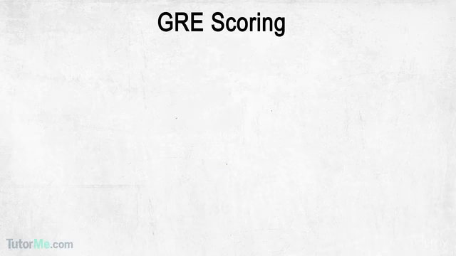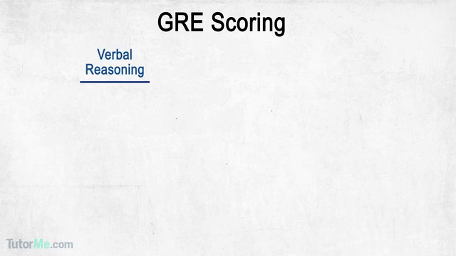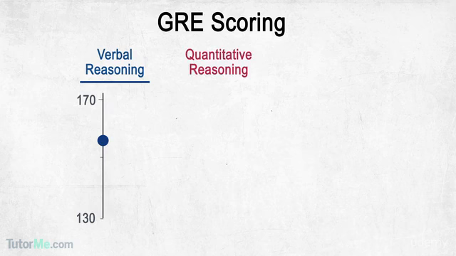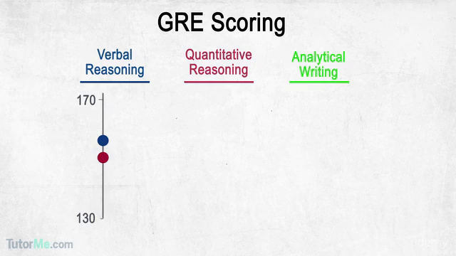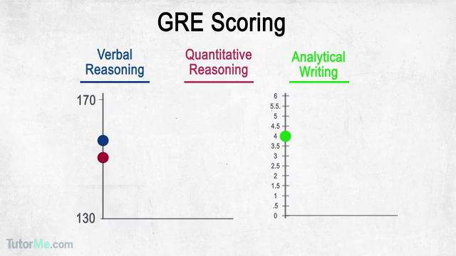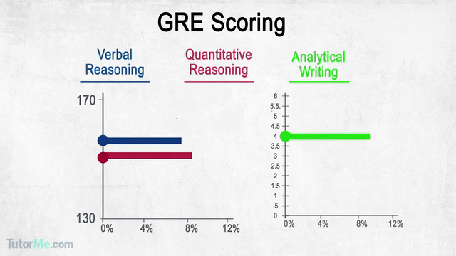So, how is the GRE scored? 3 scores are reported on the GRE. A verbal reasoning score reported on a 130 to 170 score scale in 1-point increments. A quantitative reasoning score reported on a 130 to 170 score scale in 1-point increments. An analytical writing score reported on a 0 to 6 score scale in half-point increments. You'll also receive a percentile score.